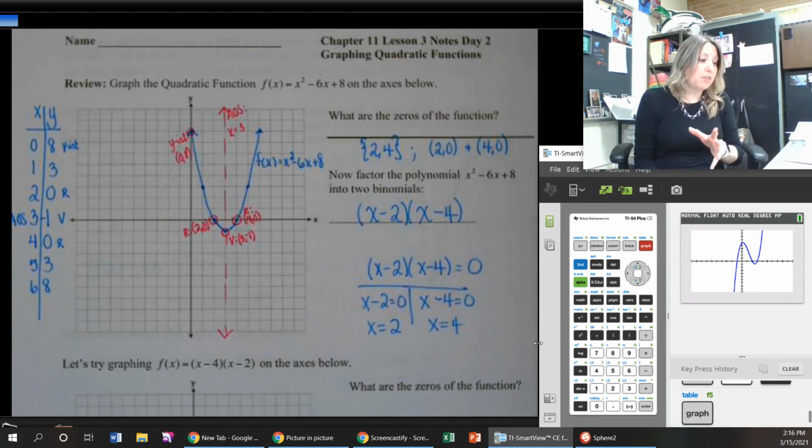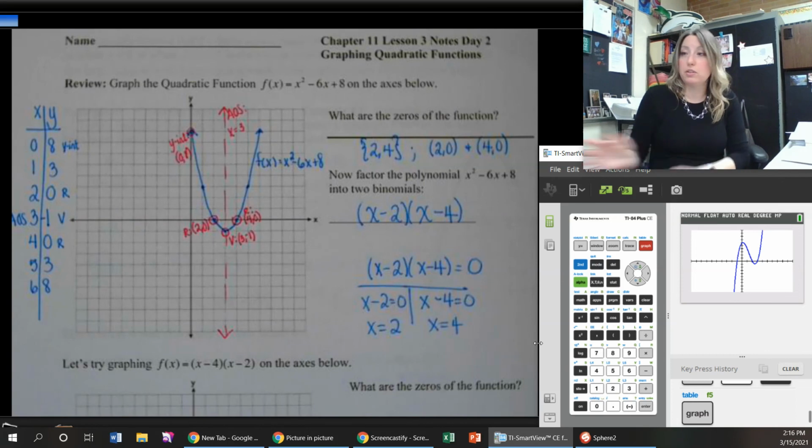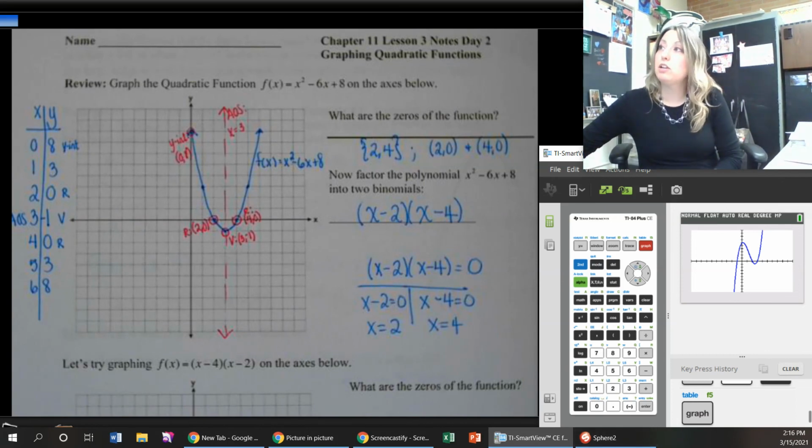Let me know if you need anything, but please practice this with the homework. Practice using the graphing calculator to check yourself. I will see you very soon for application of all these fun quadratic functions.